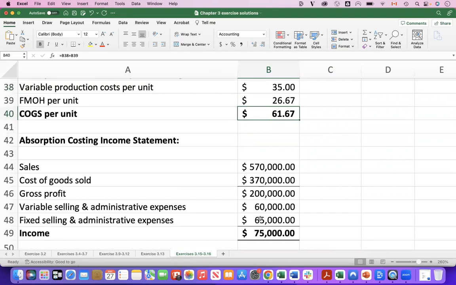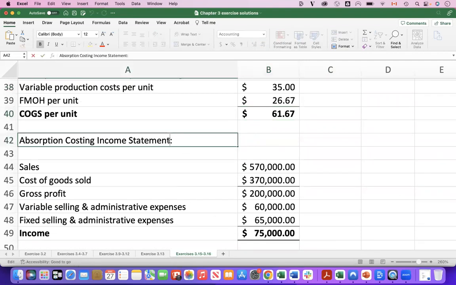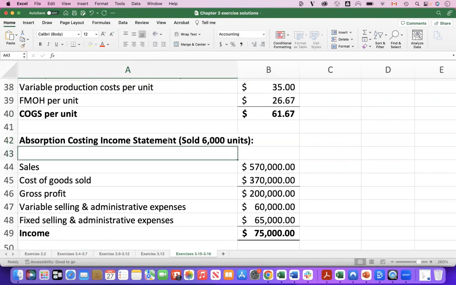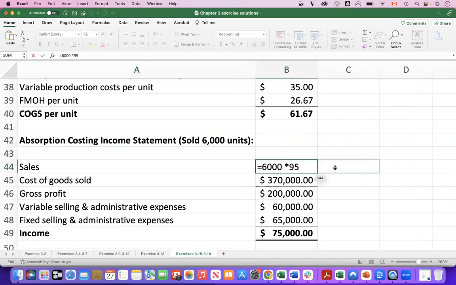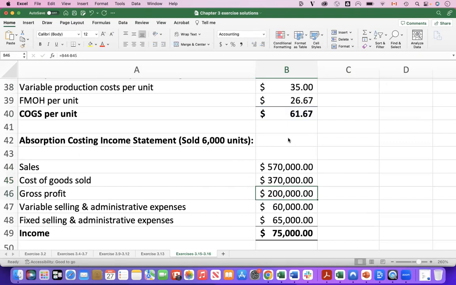Our income statement under absorption costing, remember here, we're only selling 6,000 units, not all 7,500. So just keep that in mind. Our sales, it's the 6,000 units sold times the $95 sales price per unit. Cost of goods sold, we're going to take our cost of goods sold per unit number of $61.67 and multiply that by 6,000 units sold. That gets us to gross profit of $200,000. And that's, again, the difference between our sales and our cost of goods sold.